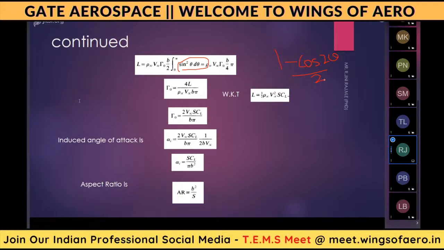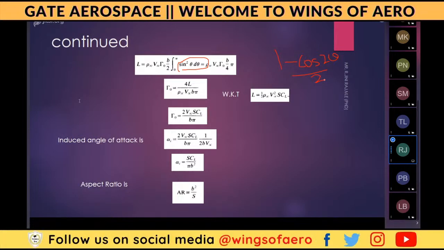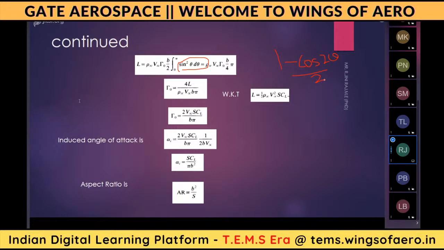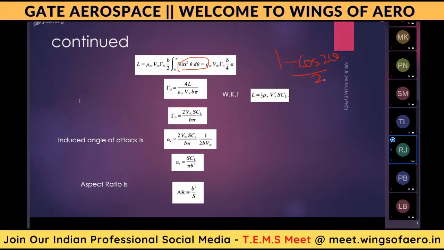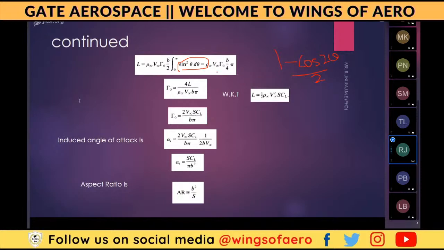While solving thin aerofoil theory, this is the most important thing, because we will get the integral of sine square theta d theta formula, and also the integral of sine cube theta d theta, the integral of sine theta d theta. In the same way, the integral of cos square theta d theta, the integral of cos theta d theta. So remember all these formulas, or just study them. Then it will be helpful for you. After substituting and solving this, we will get the value rho infinity v infinity gamma naught b by 4 into pi.